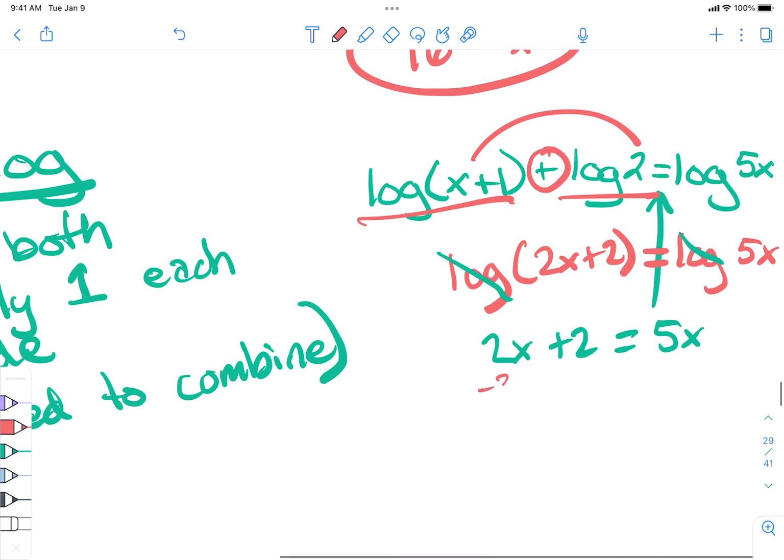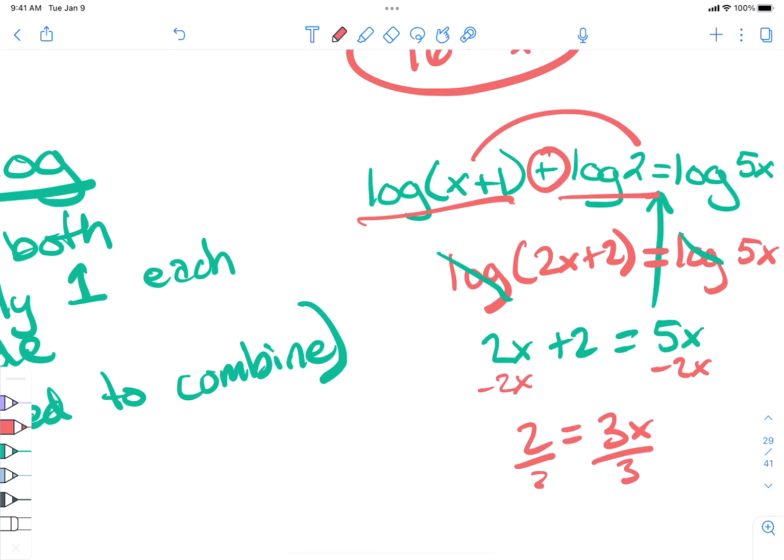Subtract the 2x, subtract the 2x. 2 equals 3x, and then divide by 3. Don't put this paper away because I've got 2 more things I want to add. 2/3. I'm not done writing. 2/3, okay.